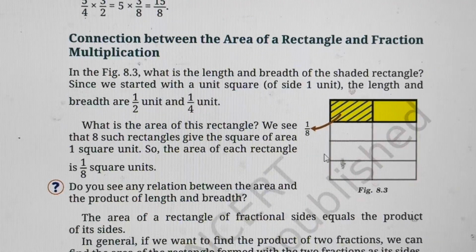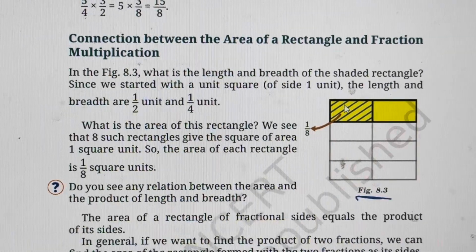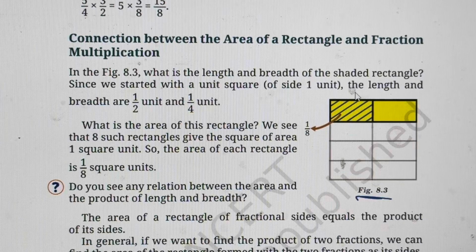Now if you observe here in this figure 8.3, what is the length and the breadth of the shaded rectangle? Now if you see this yellow shaded rectangle, what is the length? This we have taken as one full square, since we started with a unit square. So if this complete is one full, this portion that we are talking about will be represented as half. It is divided into two parts, so this is half. And if we see the breadth, it is divided into four parts, so the breadth will be 1/4. So half unit and 1/4 unit.